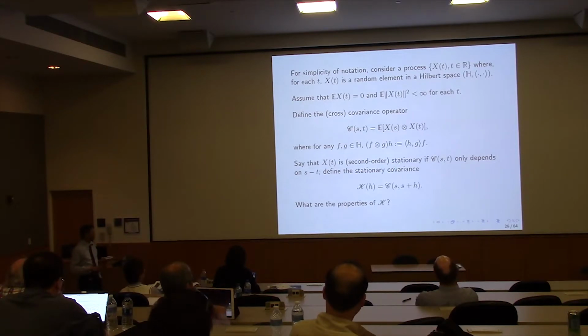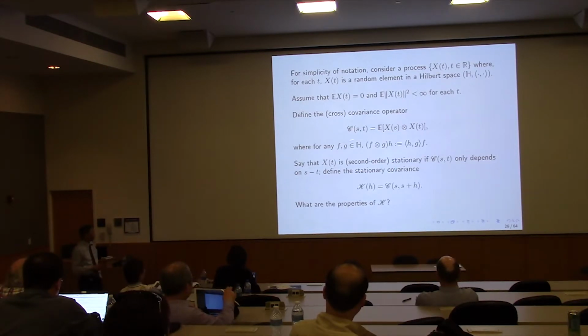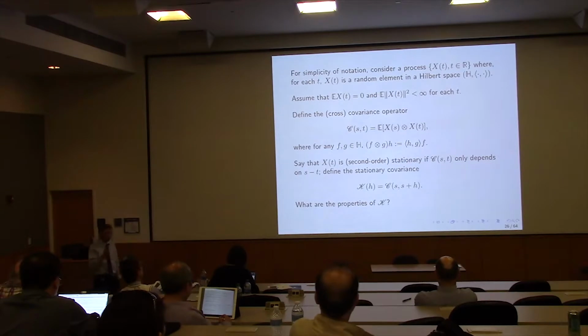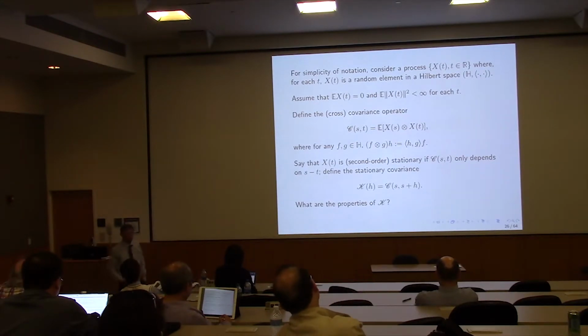And here I'm going to assume that X is second order stationary, meaning the cross-covariance operator only depends on s minus t. Right? And now denote the stationary covariance by K. The K of h is the cross-covariance between X of s and X of s plus h.